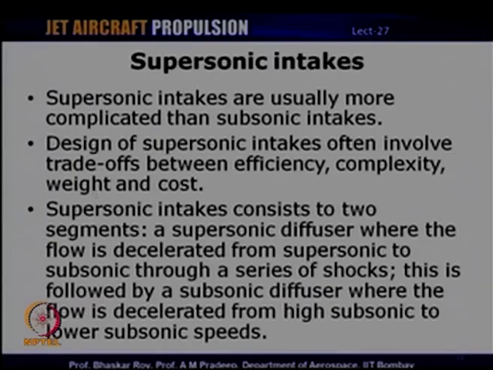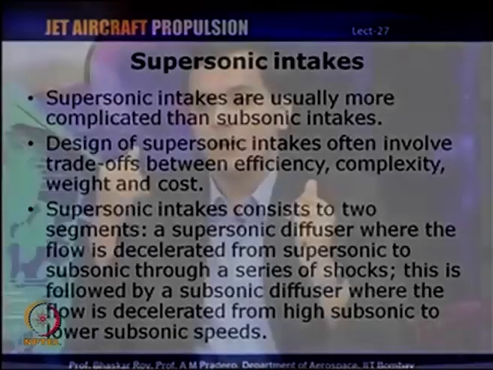Supersonic intakes will usually consist of two components or two segments. One is the supersonic diffuser, where the flow is decelerated from supersonic flow to subsonic flow through a series of shocks. And then this is followed by a subsonic diffuser, where the flow is decelerated from high subsonic to subsonic flow, which is permissible for the compressor phase, usually around Mach 0.4 or 0.5.